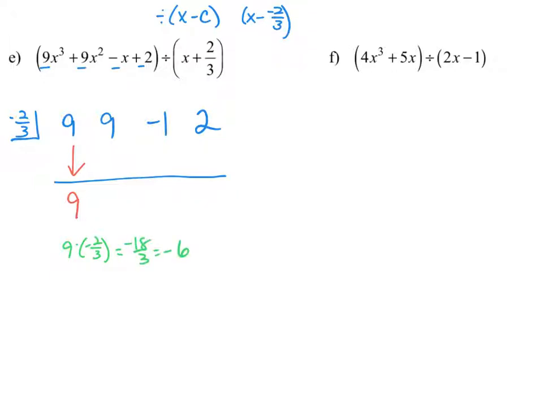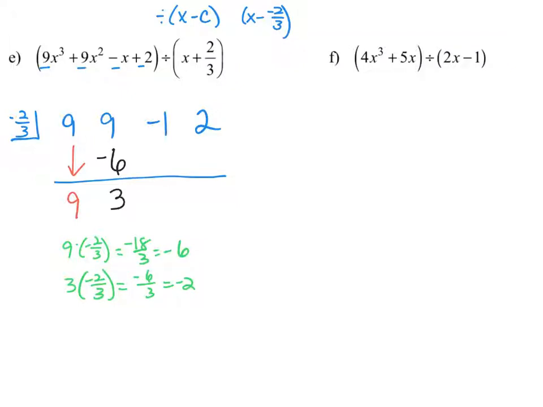We're going to put that negative 6 above the line. We're going to add going straight down. 9 plus a negative 6 is a positive 3. Now the number 3 we're going to multiply by the number that's in the box of negative 2/3, and positive 3 times negative 2/3 is negative 6 over 3, or negative 2.